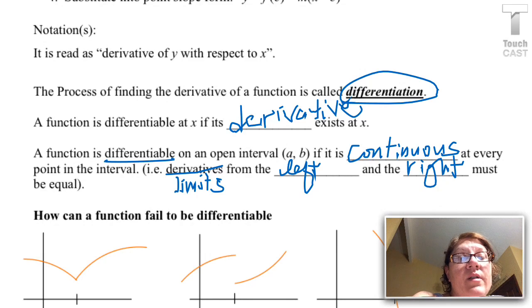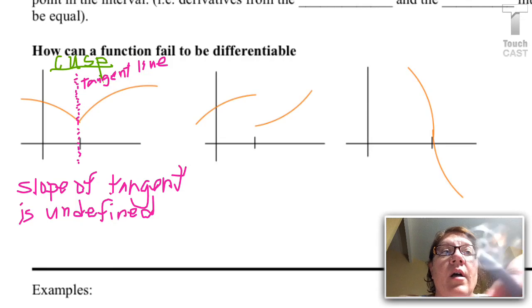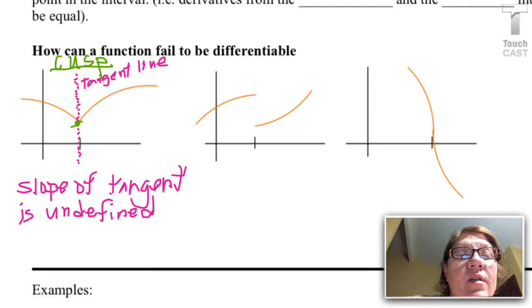Okay, so we're going to look at some examples that fail to be differentiable. So here's the first one. I draw on the tangent line and it's vertical. So the slope is undefined. This is actually called a cusp. So when you see them, basically it's a part of the graph that comes to a sharp turn.